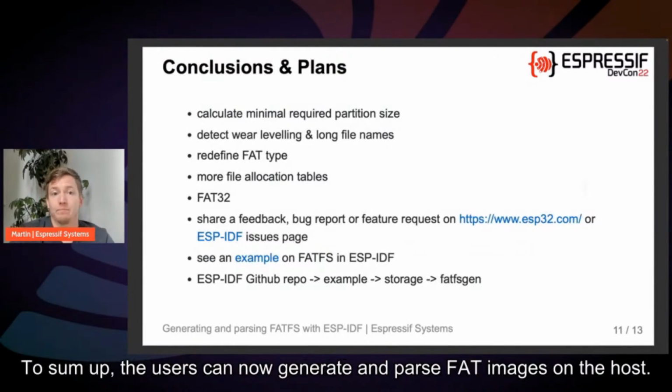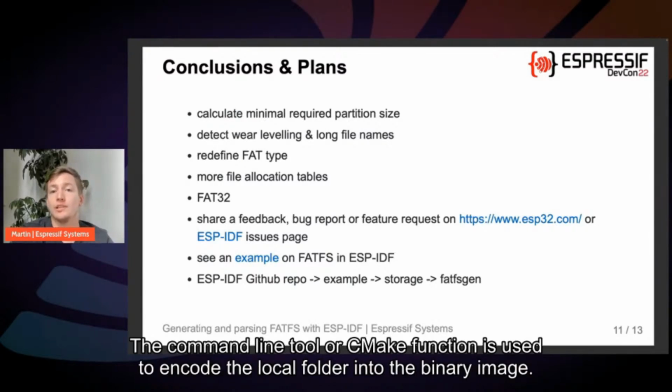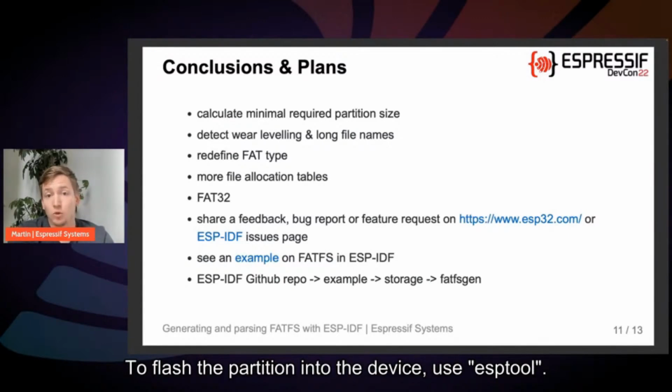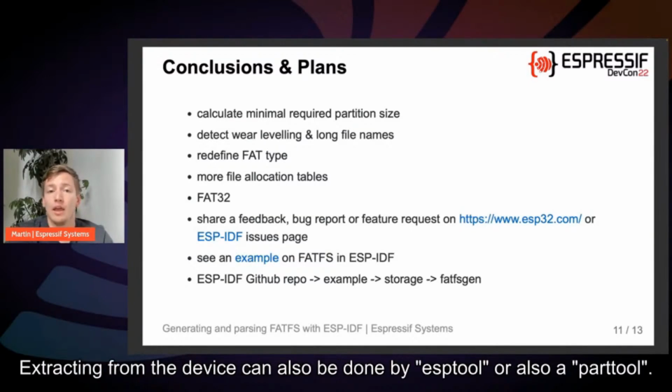To sum it up, the users can now generate and parse FAT images on the host. Current restrictions are FAT12 and FAT16 with wear leveling and long file name support. The command line tool or CMake function is used to encode the local folder into the binary image. To flash the partition into the device, you can use esptool. Decoding is possible only by command line tool. Extracting from the device can also be done by esptool or also parttool.